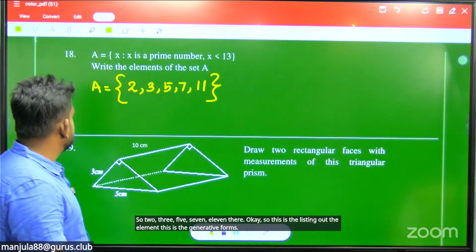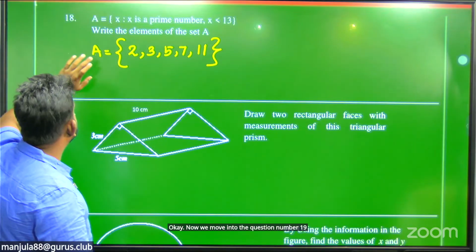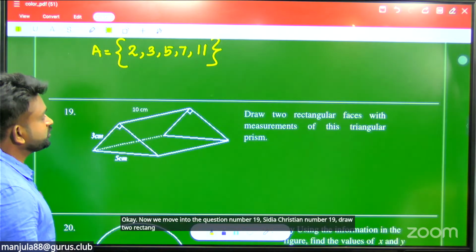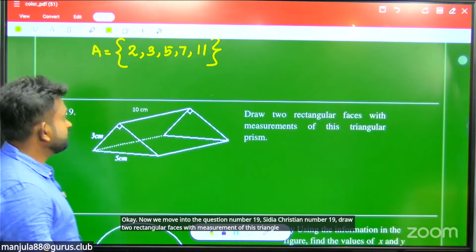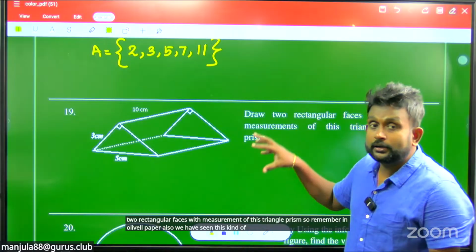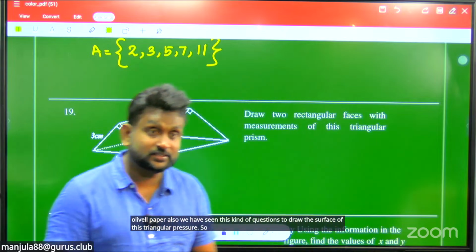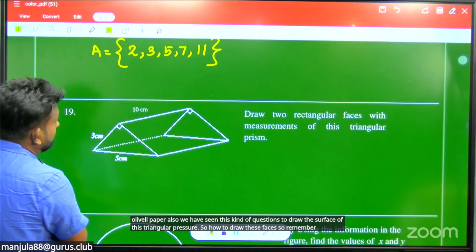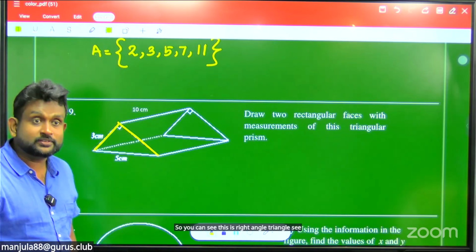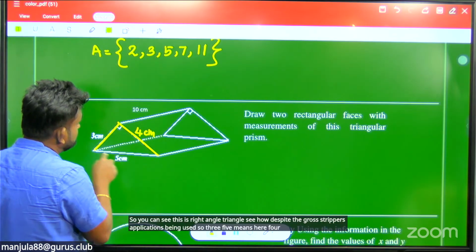Okay, now we move into question number 19. See there, question number 19. Draw two rectangular faces with measurements of this triangular prism. So remember, in the O-level paper also, we have seen this kind of question, to draw the surfaces of this triangular prism. So how to draw these faces? So remember 3, 5 there. You can see this is a right angle triangle. See how this Pythagoras triple application has been used. So 3, 5 means here 4. Pythagoras triple, this is a right angle triangle.